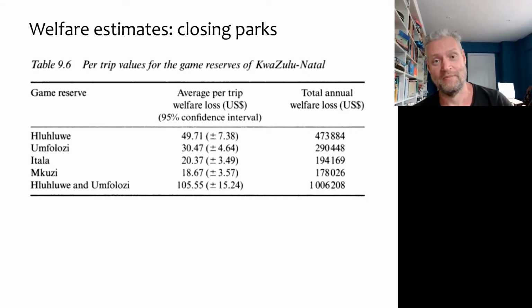So this gives you some idea of the value of these parks to locals, and this is the use value. So this is not the total value because it excludes non-use values, it excludes existence values, and it is only the value to the people who live nearby rather than to all people. But it gives you an idea of what these methods can do.